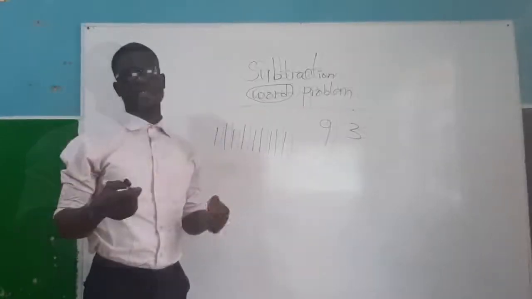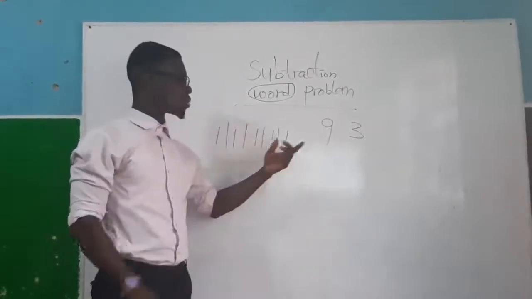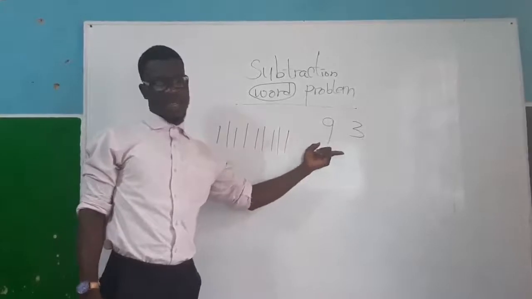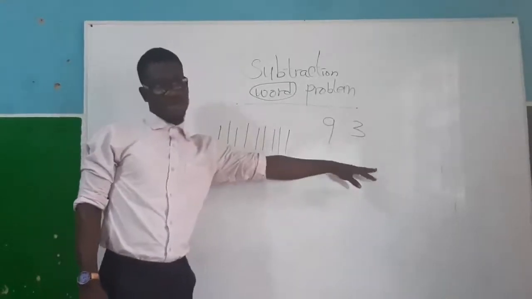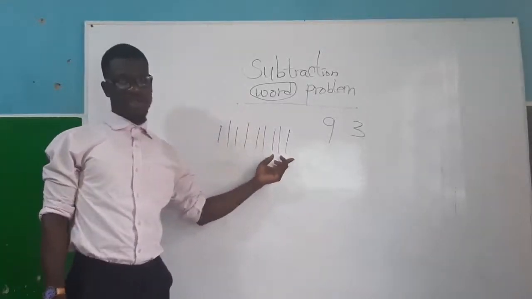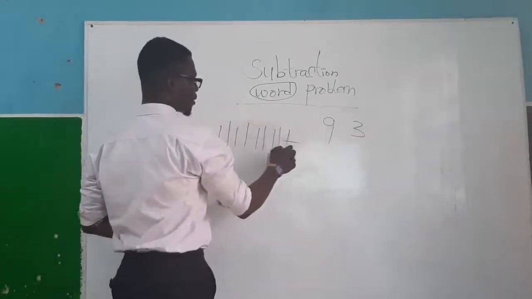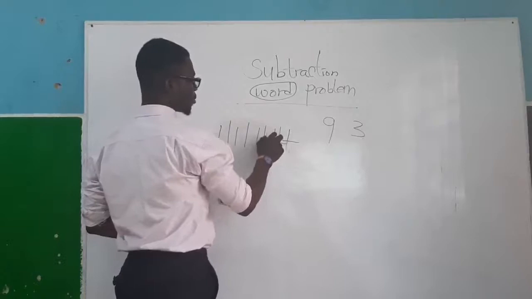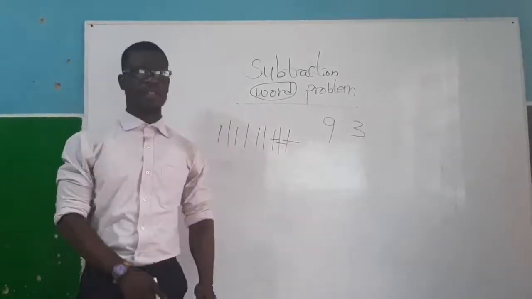The next step, which is step 2, is to cross out the number that we are supposed to make the difference between the 9. And what number is that? It is number 3, which means you are going to cross out 3 strokes from the 9 strokes. So help me to cross it out. 1, 2, 3. This is the second step.